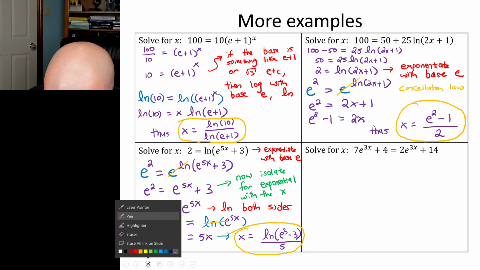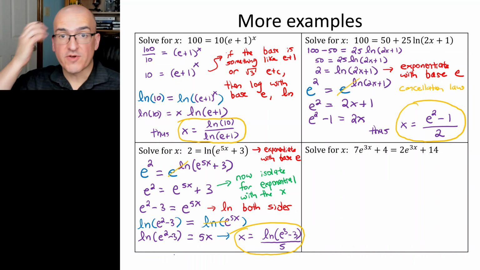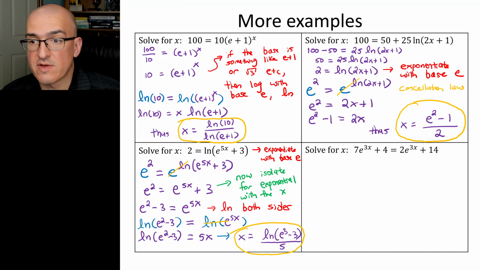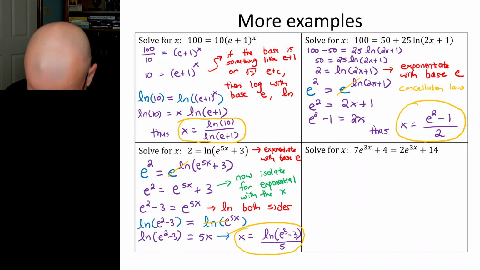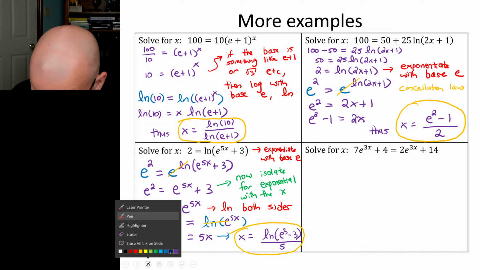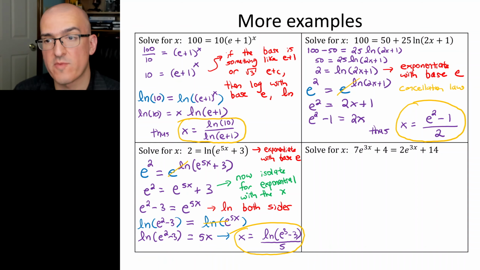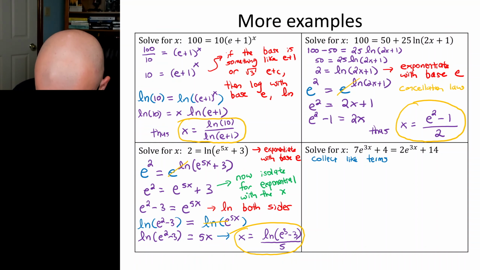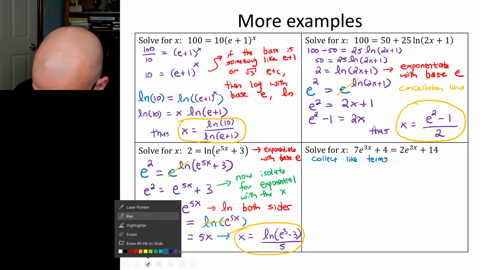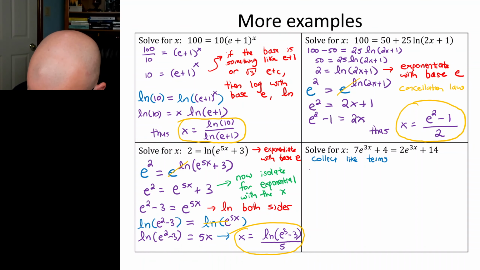Last question. Tricky. This one's tricky. You gotta think very carefully. I'm going to collect like terms, which is not a step we've had to worry about for exponential functions with like terms, but why not? We have to collect like terms for polynomials. Why not exponentials? So I'm going to subtract 2e to the 3x from both sides.